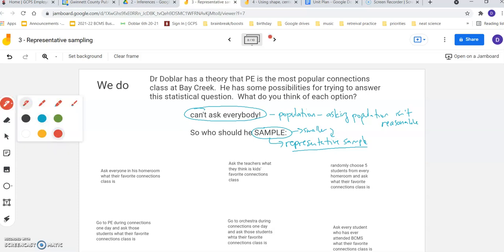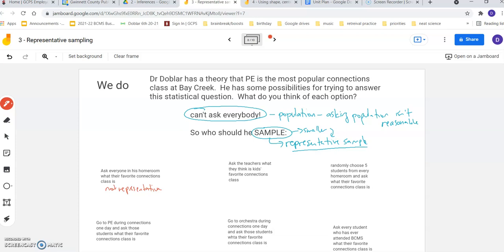So starting here, ask everyone in my homeroom what their favorite connections class is. Not representative. My homeroom is only 1 grade level, and it's just people in my homeroom. So it doesn't represent the whole school. Maybe I have people who like to read more or less in my homeroom, plus I only have 7th graders.